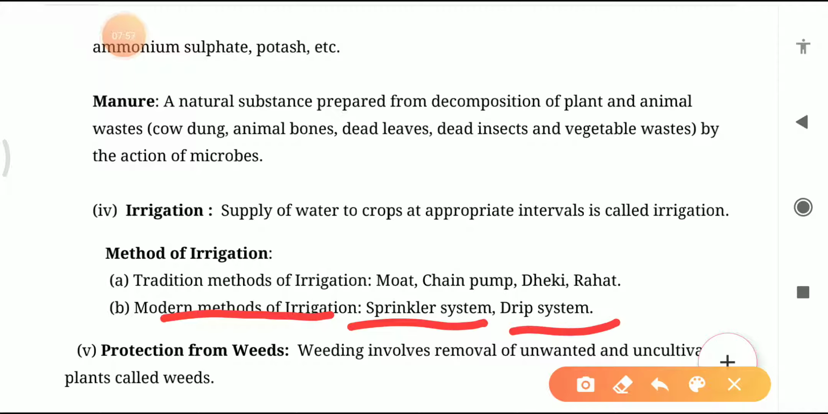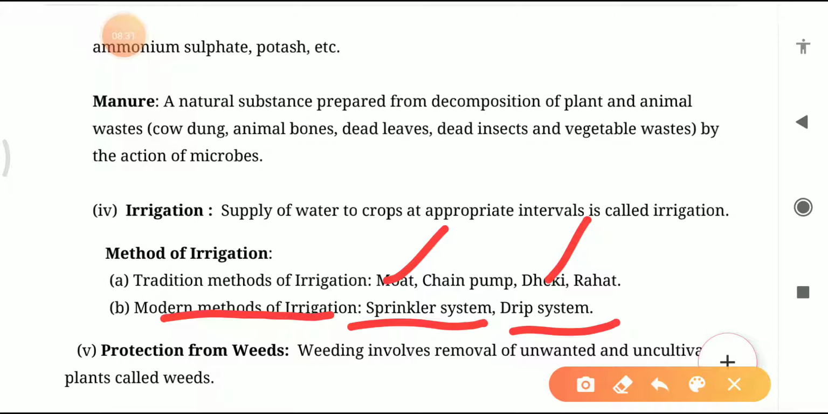Students, with the help of the sprinkler system and drip system, we can conserve water also. Nowadays, farmers use the sprinkler system and the drip system. In the drip system, water goes onto the root, drop by drop. It means with the help of the drip irrigation system, we can conserve the water.